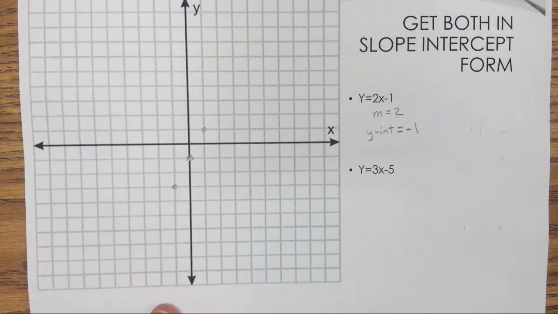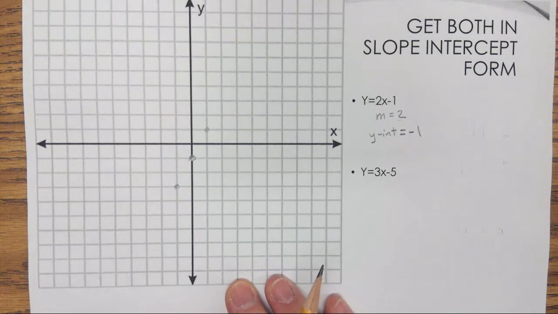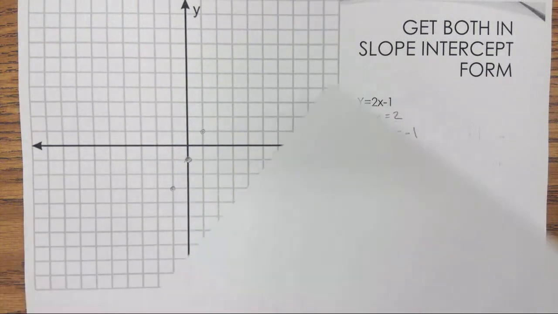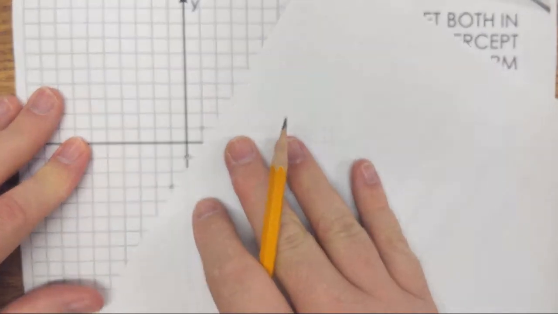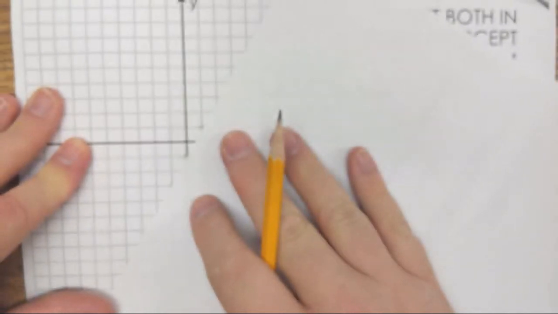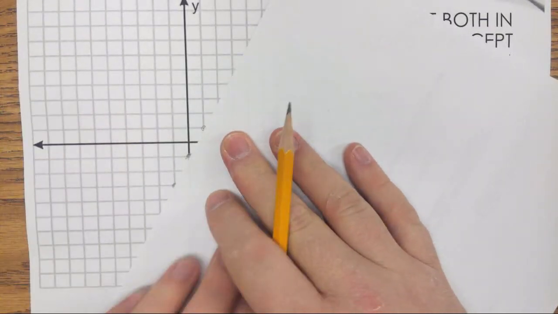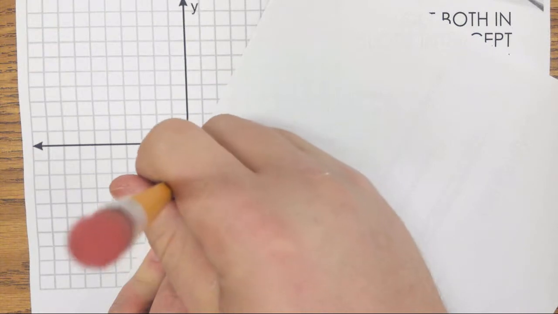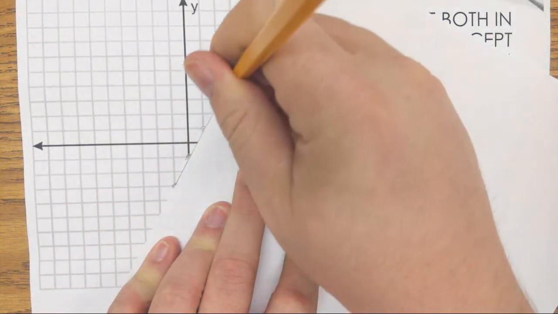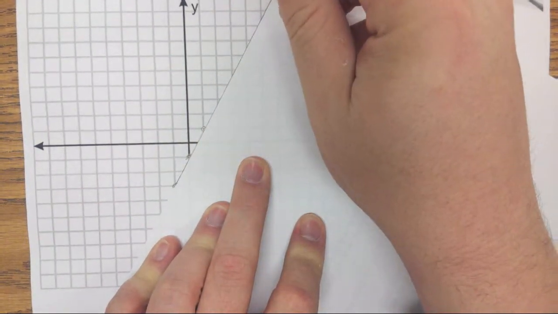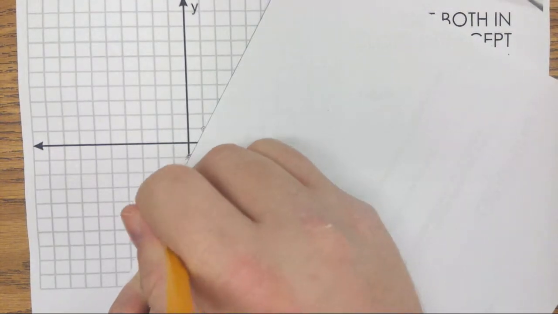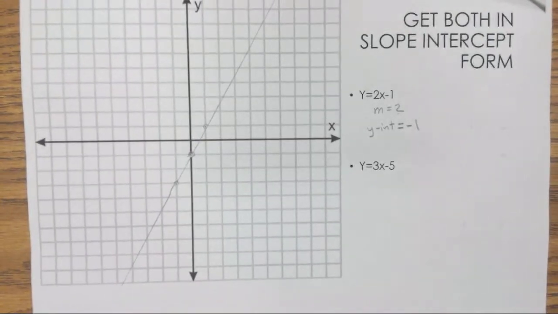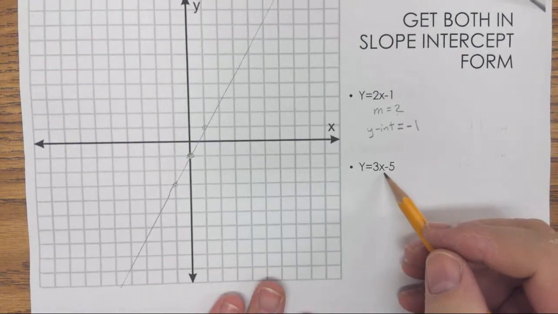Okay? So there's some points. Now let's go ahead and graph this. I'm going to use my piece of paper here as a straight edge just to make it a little easier for me to graph it. I'm just connecting the dots essentially. So we'll go up this way. There we go. Go down that way. There's our line.